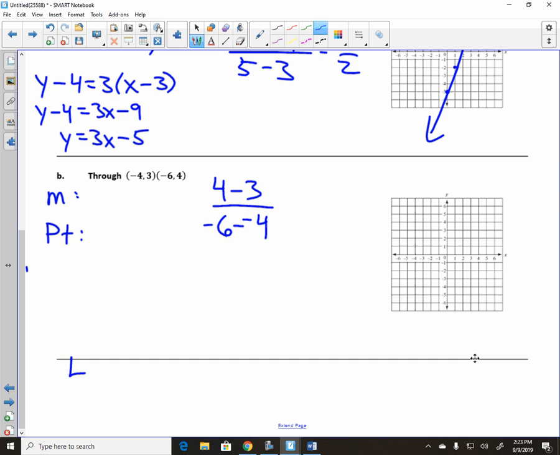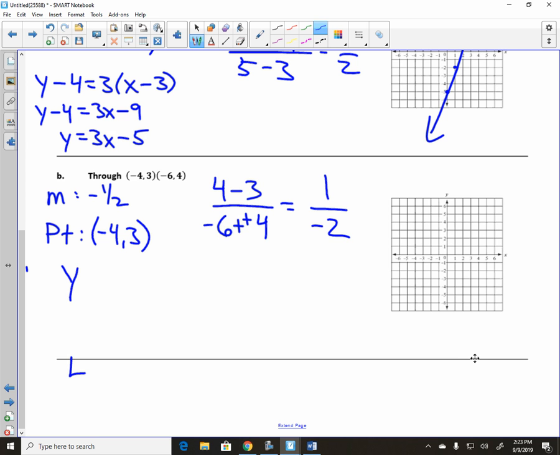Okay, let me see what you got. What point did you choose? So you chose negative 4, 3. When you did your slope, you get 4 minus 3, which is 1. Negative 6 minus negative 4, I add the opposite. I should get negative 2. So negative 1/2 is your slope.